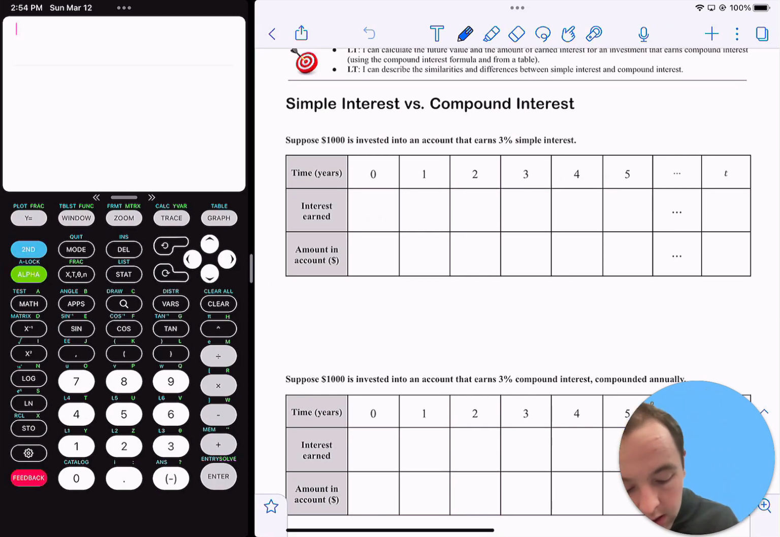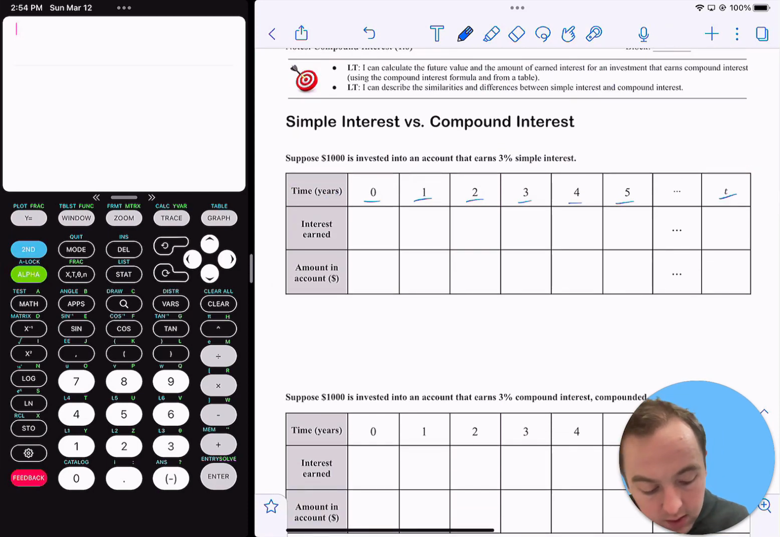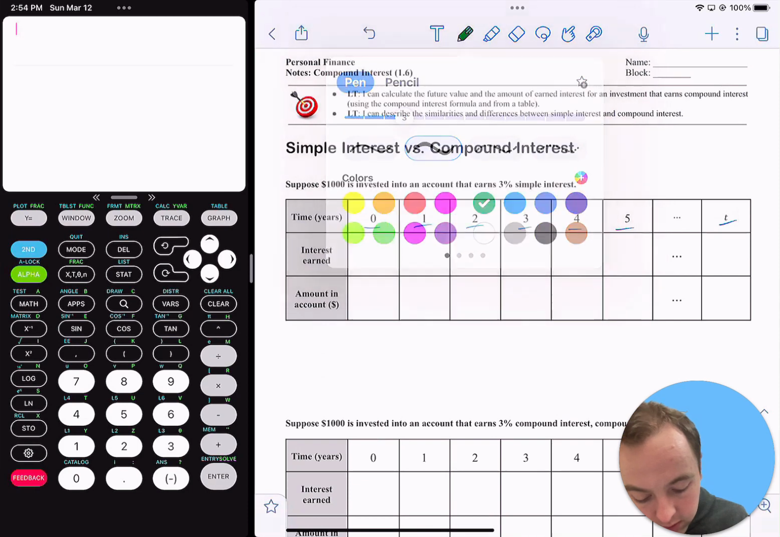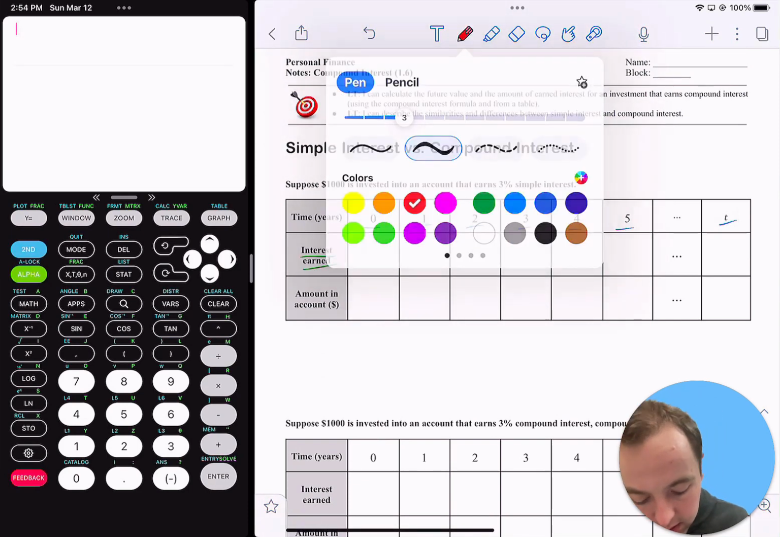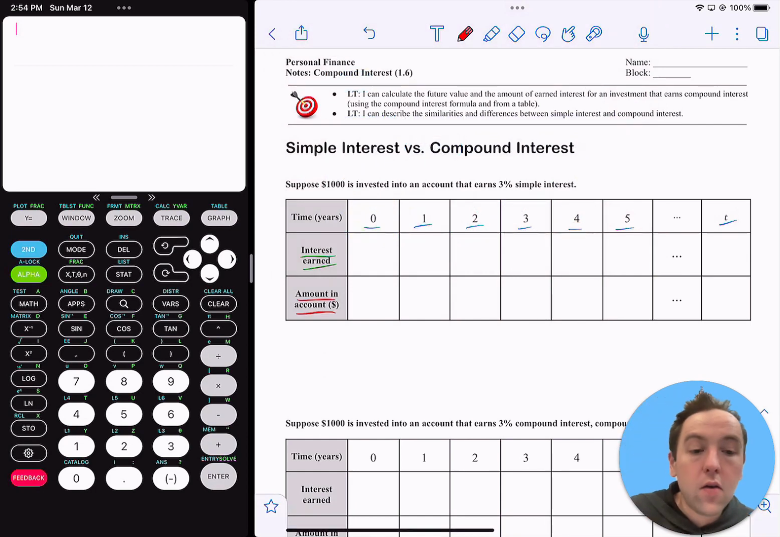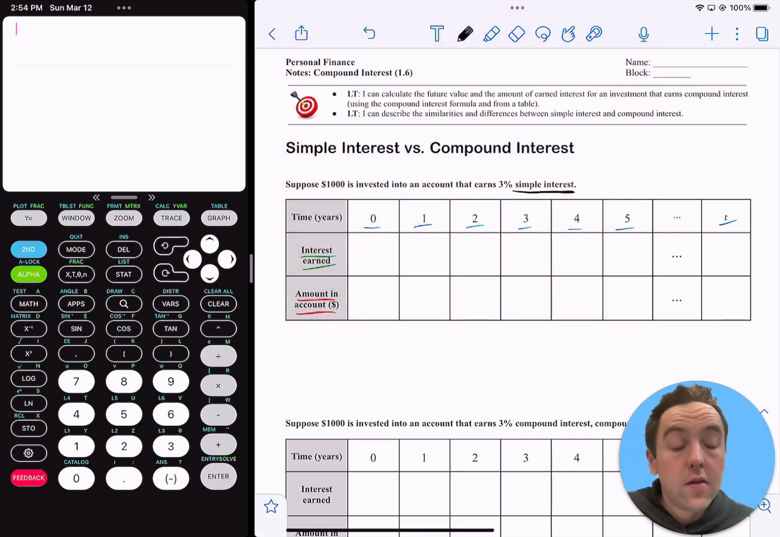So as you look at this table, you can see that these numbers 0, 1, 2, 3, 4, 5, all the way to t, is representing the time in years. And then we're going to look at being able to determine the amount of interest that is earned within that year's time, and also the amount in the account, or the account balance. As we've already learned and discussed, whenever an account earns simple interest, that account grows linearly. And what that means is it adds the same dollar amount each year, right?